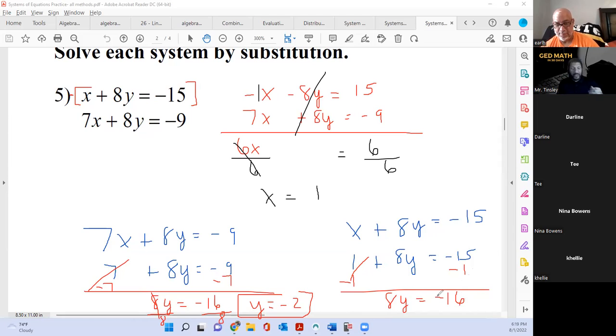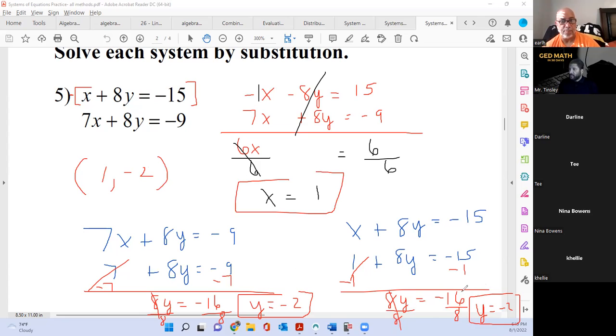In order to get y by itself, we need to divide both sides by what? 8. The 8's cancel. Again, y equals negative 2. So it doesn't matter what equation we use, we still got negative 2 as y. So the point that will satisfy both of these equations will be (1, -2), because x is 1, y is negative 2. Each ordered pair must look like this.